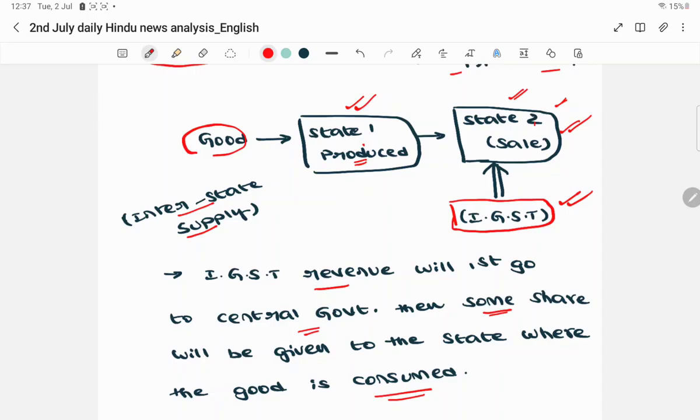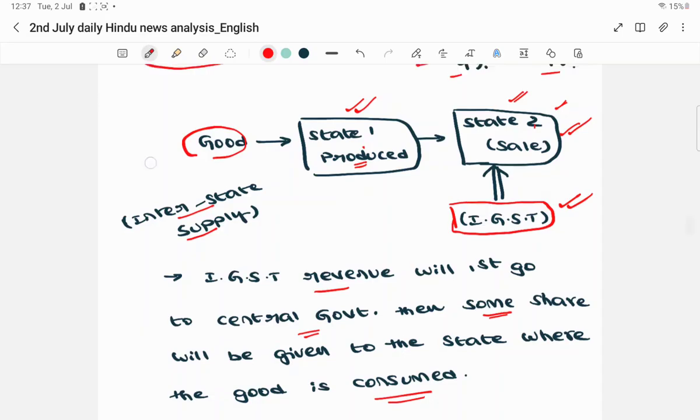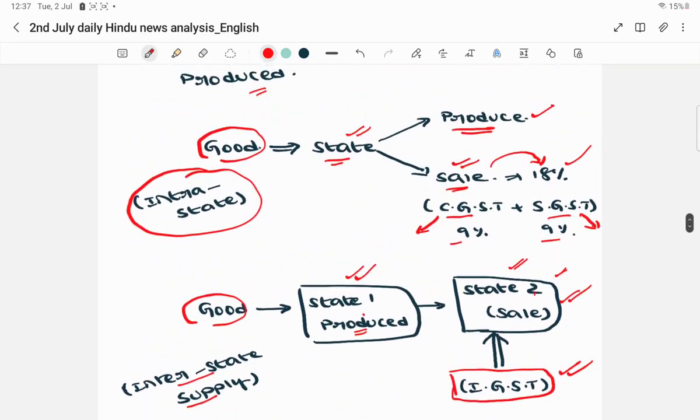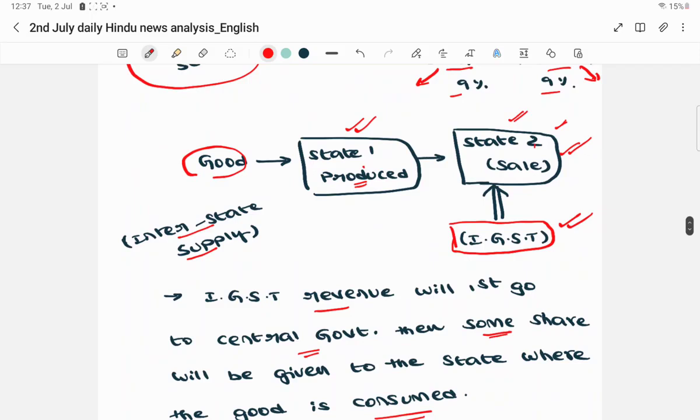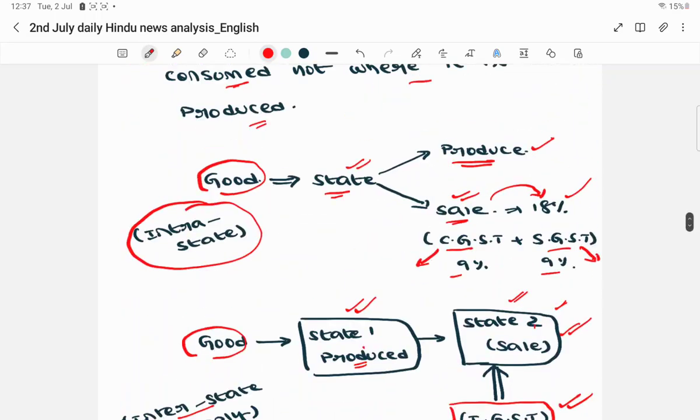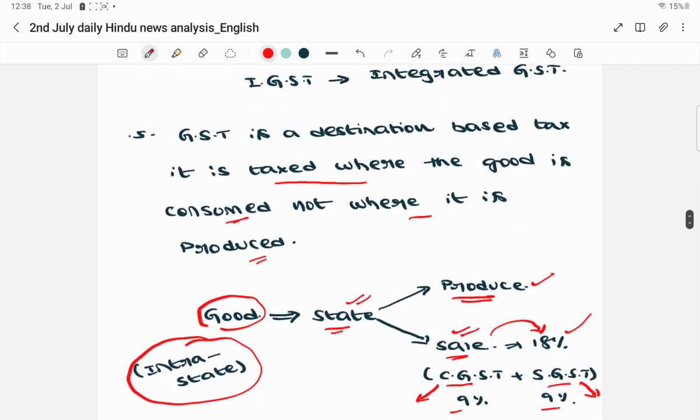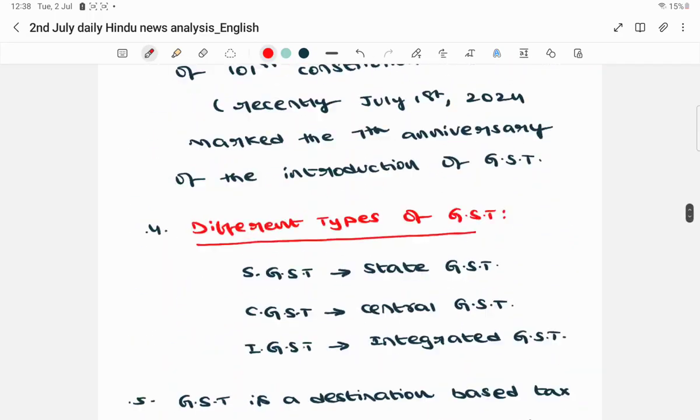With these two examples, you understood that within intrastate supply, CGST and SGST will be applied, and in interstate supply, IGST will be applied. IGST revenue will first go to the central government, and out of it some share will later be given to the corresponding consumer state, wherever the good is consumed. And whether it is a source based tax or a destination based tax, it is a destination based tax, because the good will be taxed where it is consumed rather than where it is produced. Yes friends, I hope you have understood, right?